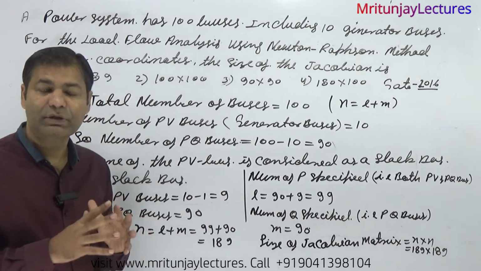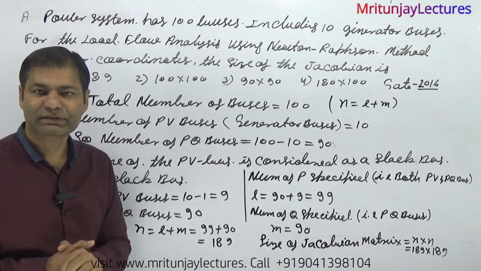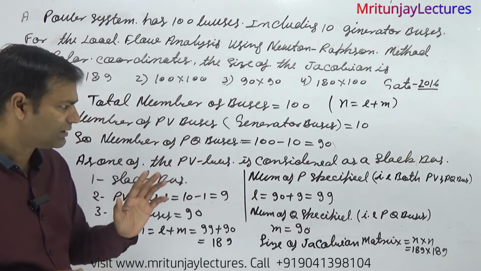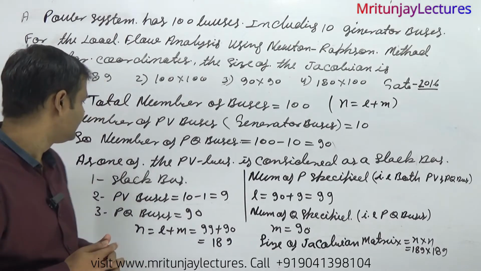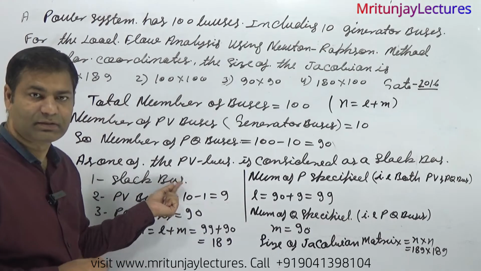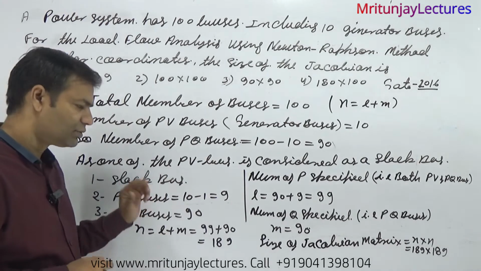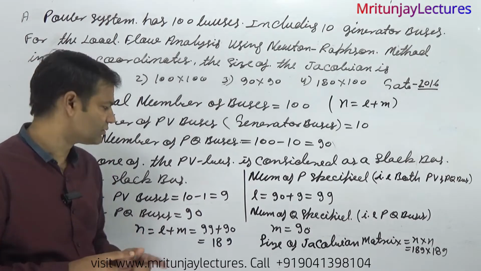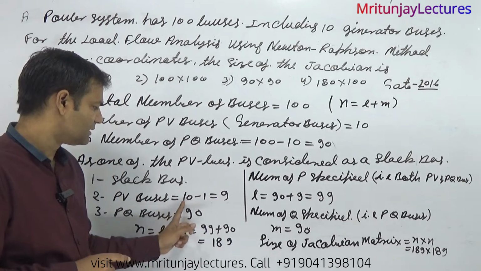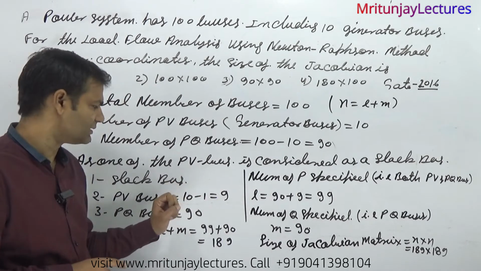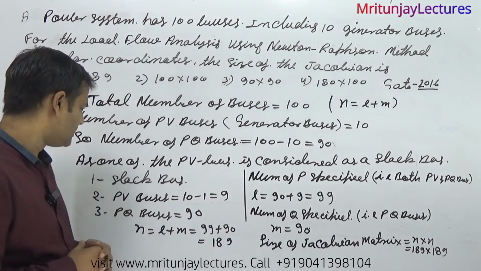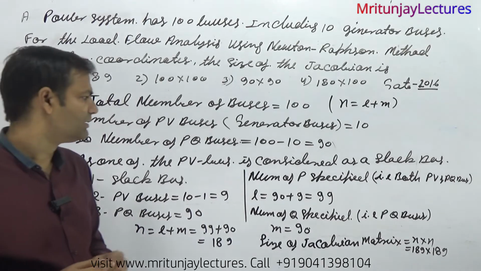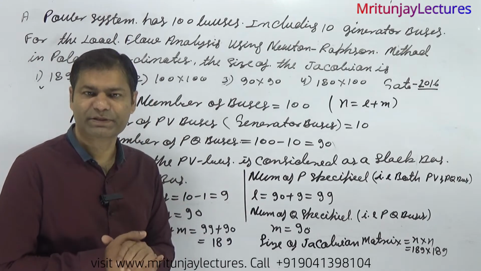How do we solve it with the Newton Raphson method? I know that in the Newton Raphson method, one bus is always taken as the slack bus. Considering one as the slack bus, the number of PV buses is 10 minus 1, that is 9. The PQ buses remain 90.